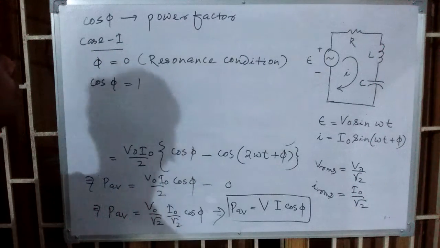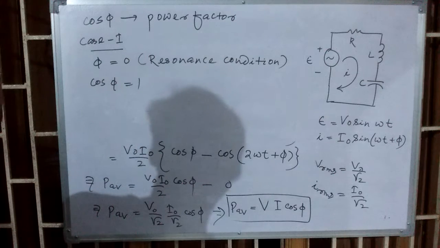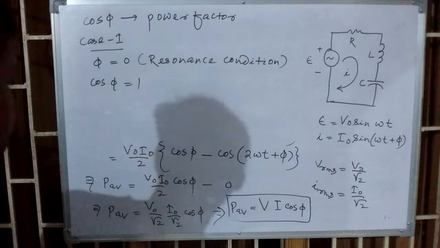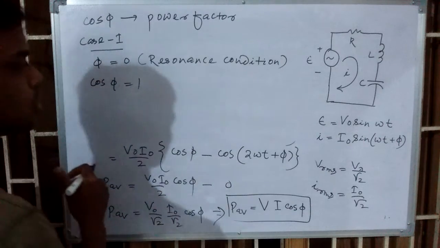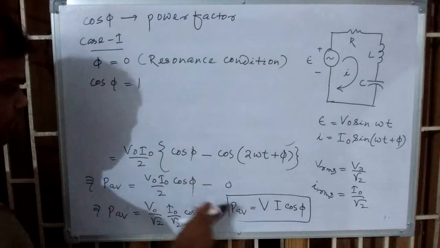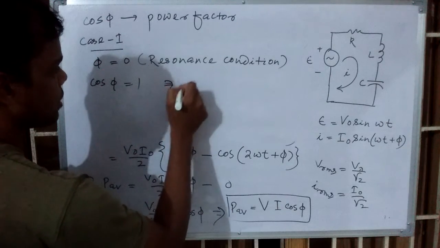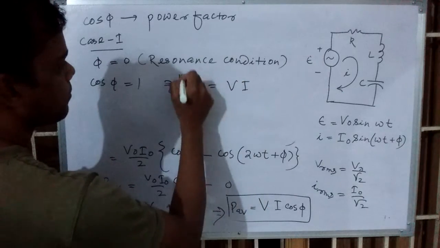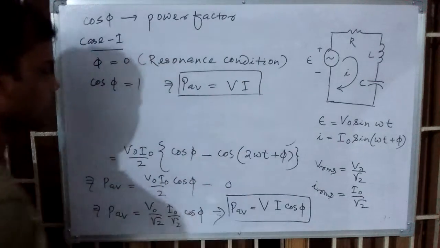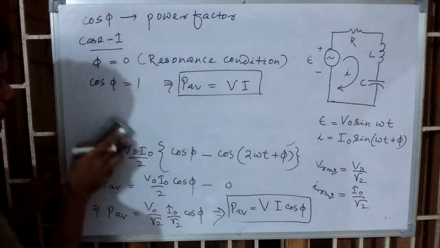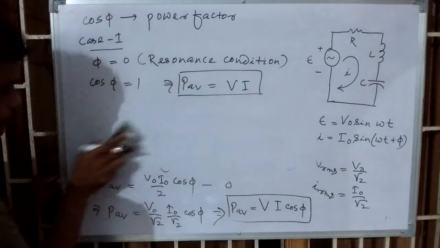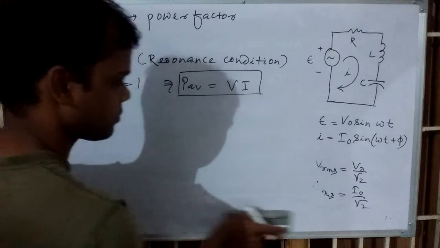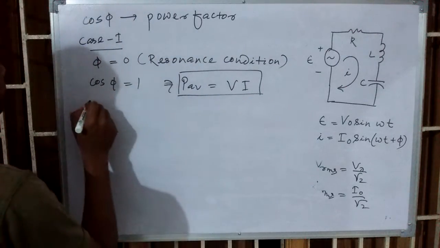This is case number 1. Anything else left here? Resonance, then cos phi, nothing else. So what does power become now? P average is equal to simply V into I. This is case number 1. Now come to the next case, case number 2.